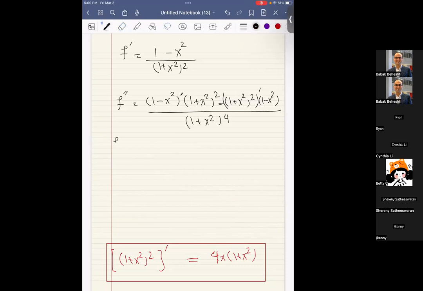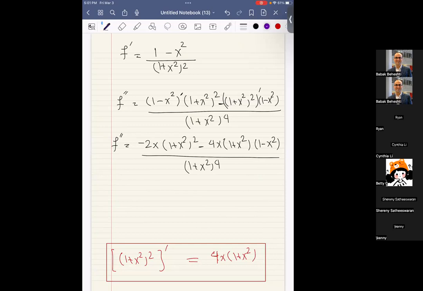And I plug all the data here. So f double prime is, what is the derivative of 1 minus x squared? Negative 2x. So it's negative 2x times 1 plus x squared, minus the derivative of 1 plus x squared, we have it here, is 4x times 1 plus x squared, times 1 minus x squared, over 1 plus x squared to the power 4.